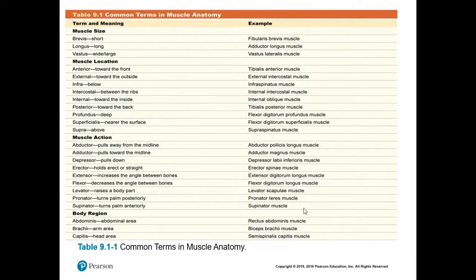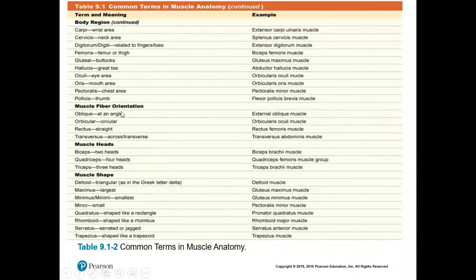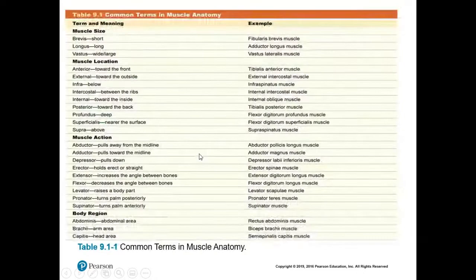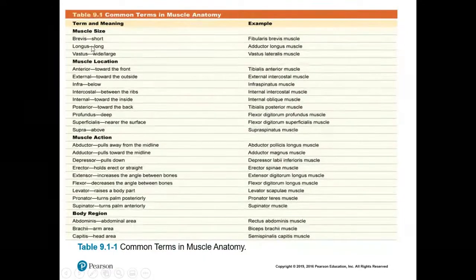Here are more important terms. And we're going to go ahead and divide these up by different dimensions here. So we have muscle size, muscle location, muscle action, body region, fiber orientation, muscle heads, shape, right? So those are different dimensions. Let me go over these real quick. I'm not going to spend too much time. But brevis, longest, vastus, right? Brevis is short, longest is long, vastus would be wide.